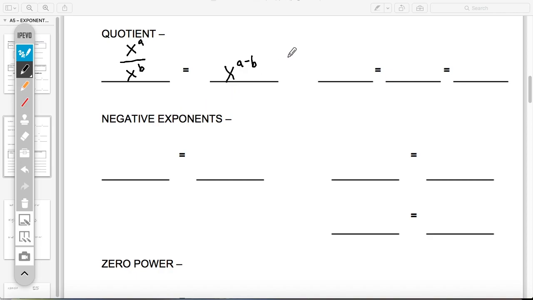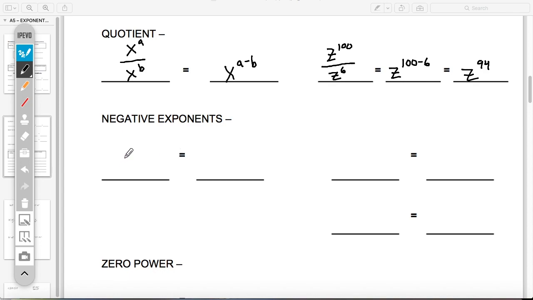Okay, so an example, let's say we have z to the 100th power, it's a big one, divided by z to the 6th power. Okay, I'll rewrite this as z to the 100 minus 6, which of course is z to the 94th power. So that would be our solution.